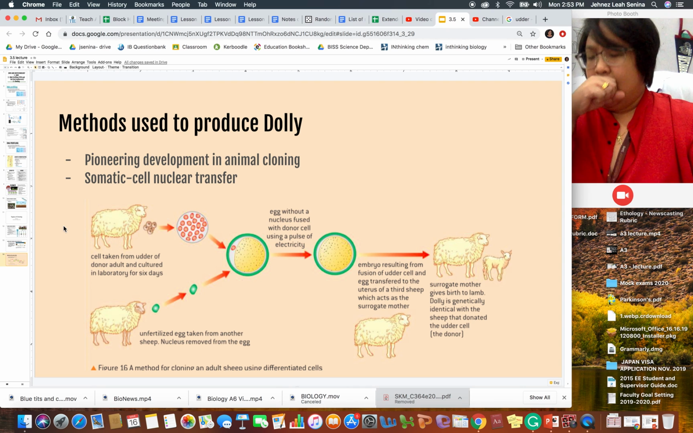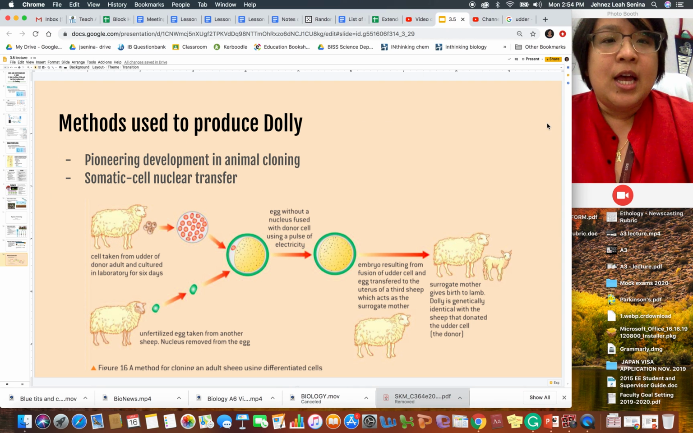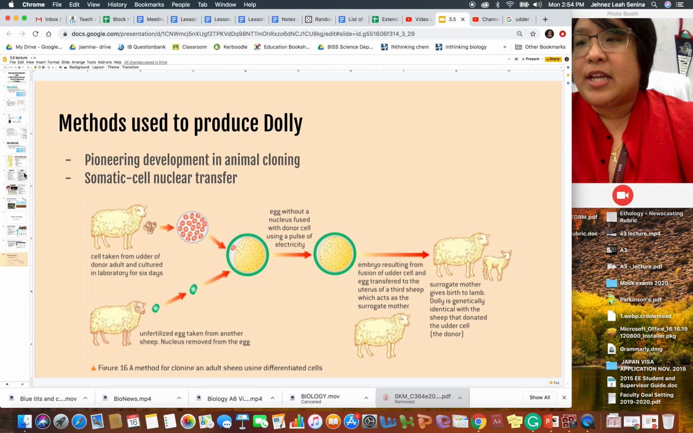All right, so that's all for the third type of biotechnology that you need to know, cloning.